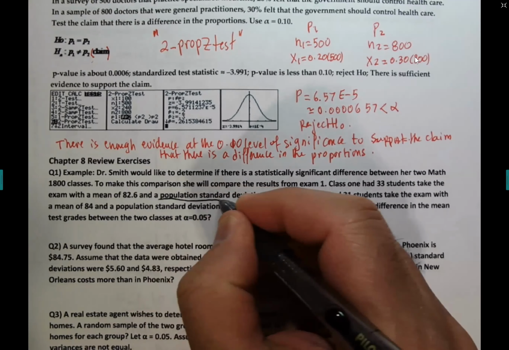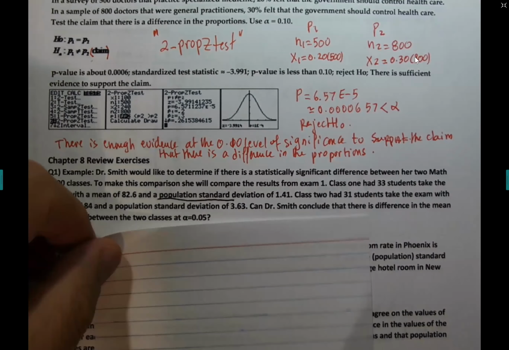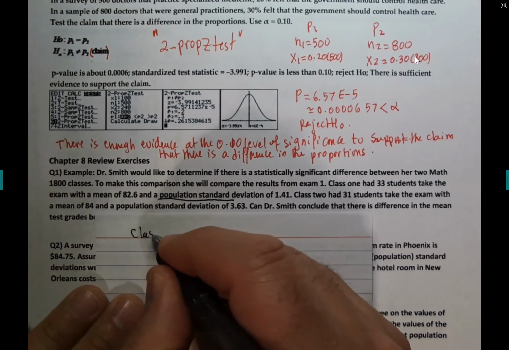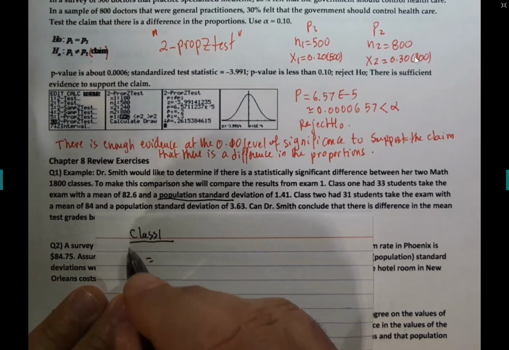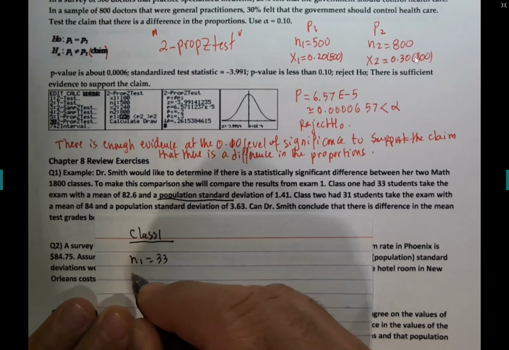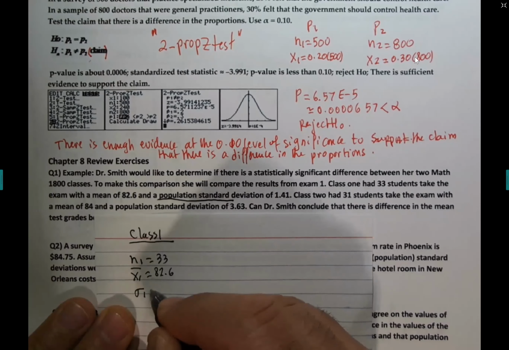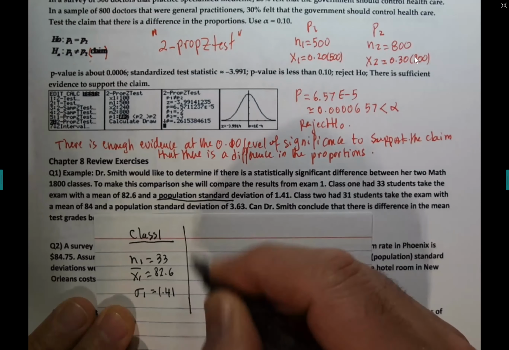You see, it says a population standard deviation, guys. So what does this tell us? That we have to use what kind of test? Z. Yeah, that's exactly what I'm trying to show you. We need to use the z-test. So let's put the information. Class 1. N1 was how many students? 33. X1 bar was 82.6, and sigma 1, because it says population standard deviation, 1.41. Let's go to class 2 now.